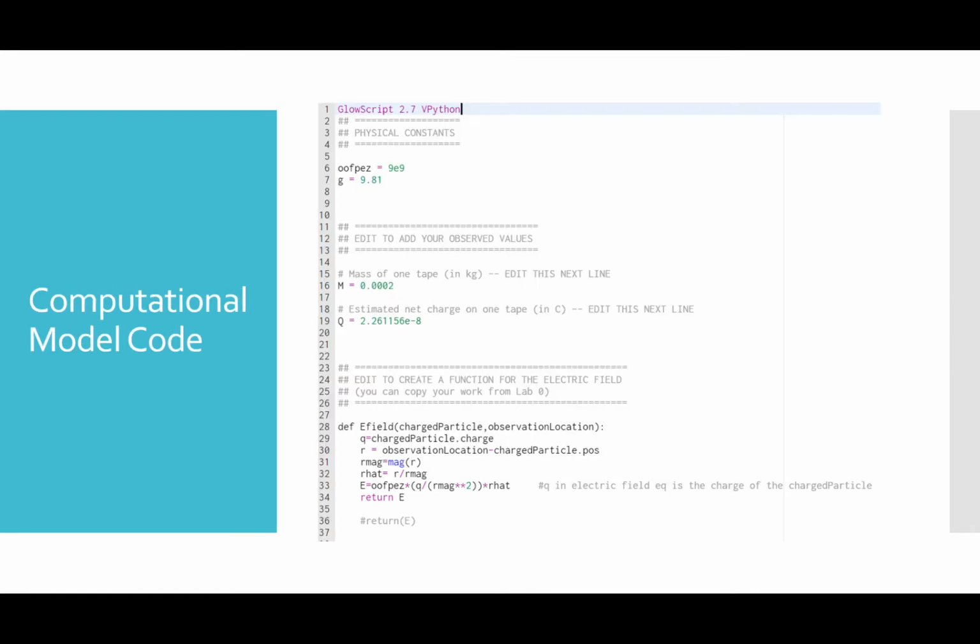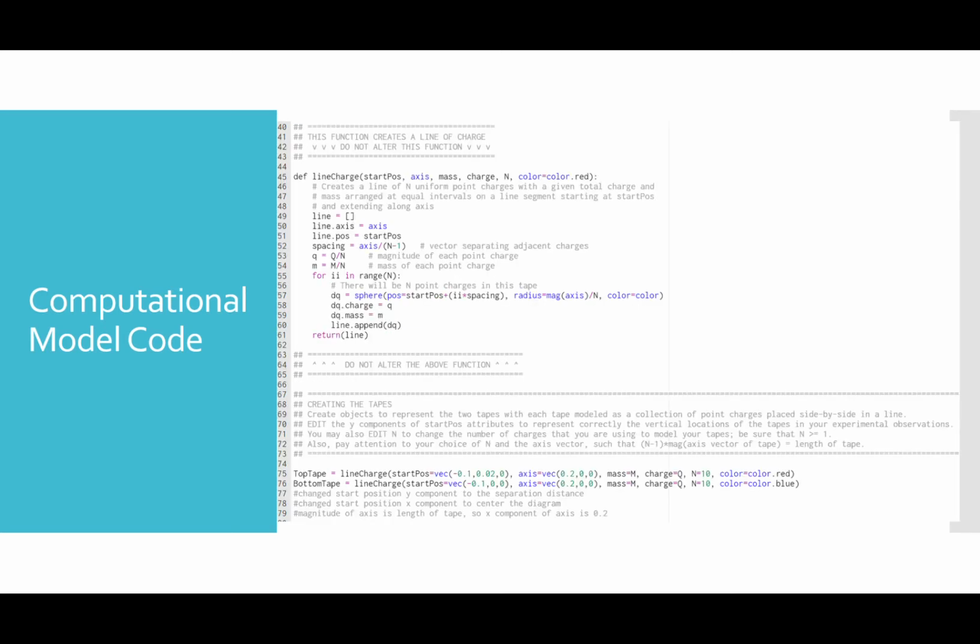In the computational code, the mass had been edited to reflect the mass that I got for my piece of tape. The charge was moved around to get my electric force to equal my gravitational force, so I'll talk a little bit more about that later. The E field function was to create the electric field, and this function was just directly taken from my lab 0. The line charge function hadn't been edited from the starter code, but lines 75 and 76 have.